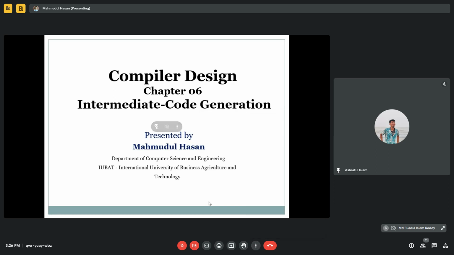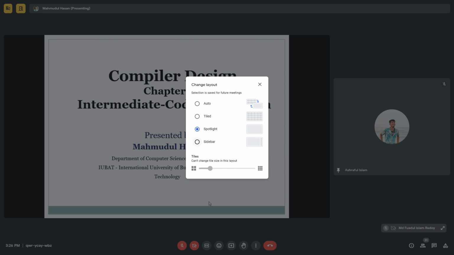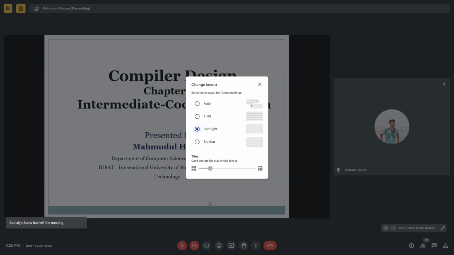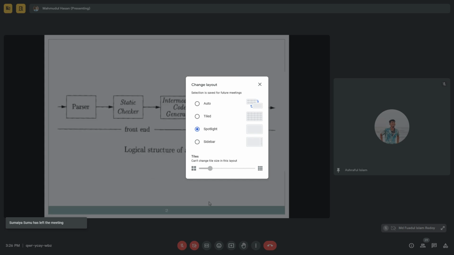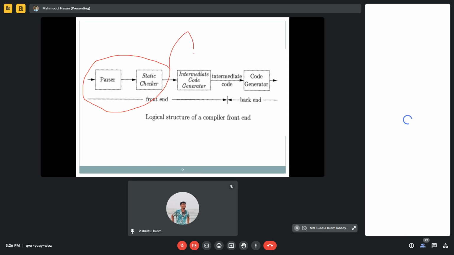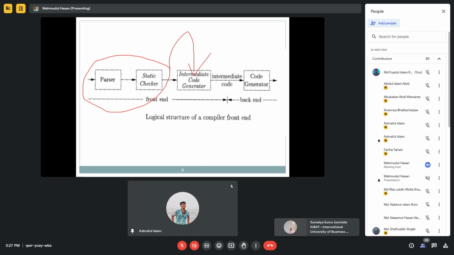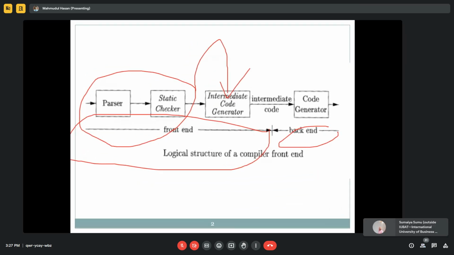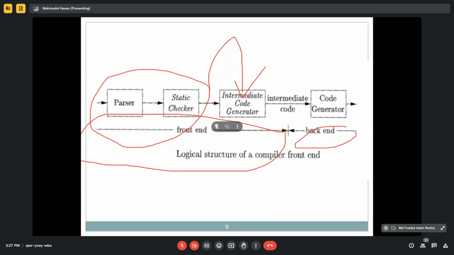Analysis phase. The next phase is the intermediate code generation phase. I think you know about intermediate code generation, that is three address code. This is our new chapter. The output of the semantic analysis phase will be the input of the intermediate code generator. You can consider this part as the front end and this part as the back end, and we already discussed those things in the introduction chapter.